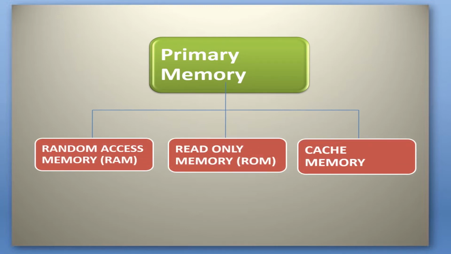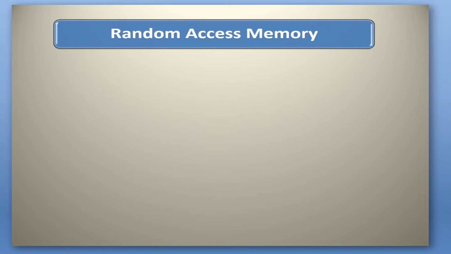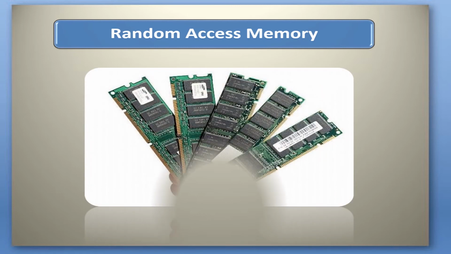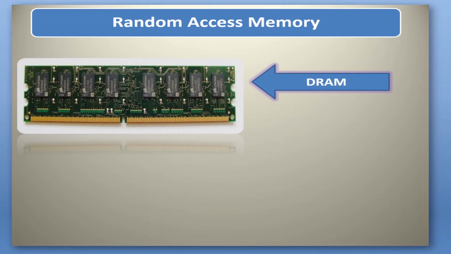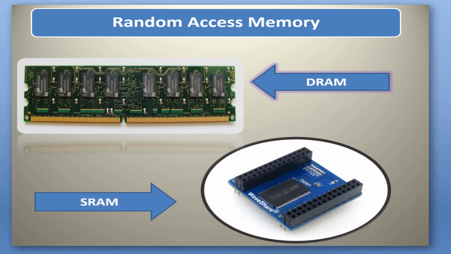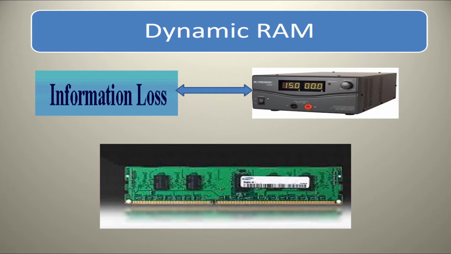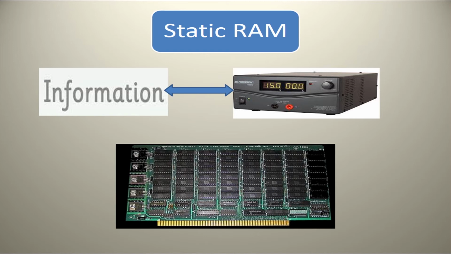The first type of storage is random access memory or RAM. It is volatile, as whenever the power is turned off, the data is lost. RAM is also called a read-write memory because data can both be read from and written onto these units. RAM is further of two types: dynamic RAM or DRAM and static RAM or SRAM. In dynamic, the stored information is lost in a very short time even though the power supply is on, whereas static RAM keeps the stored information only as long as the power supply is on.